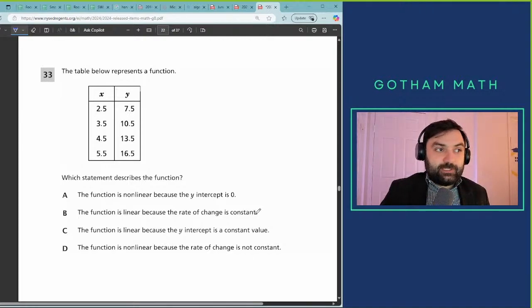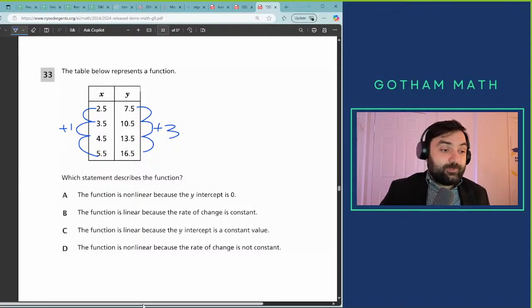The question is, is the rate of change constant? Let's check that. The easiest way to check it is to see the change in x and the change in y. The change in x, over here, we can clearly see is plus 1. What is the change in y? It's going to be plus 3, plus 3, plus 3. It's all constant change. That means that B will be our answer. The function is linear because the rate of change is constant.